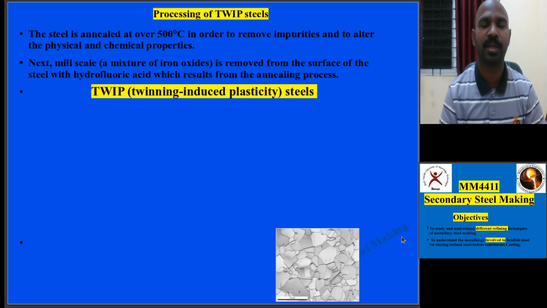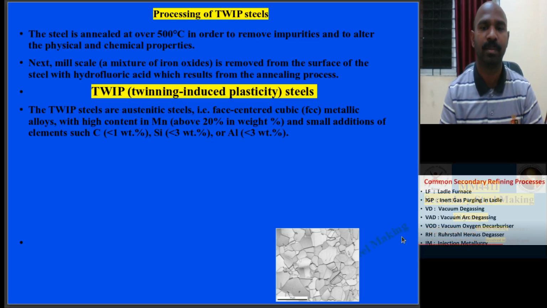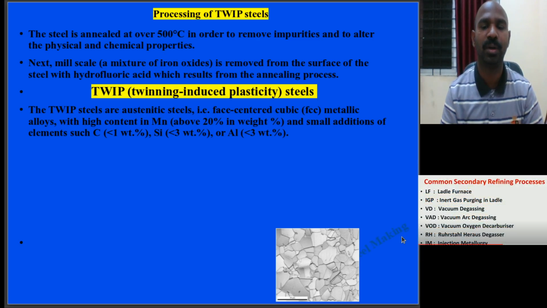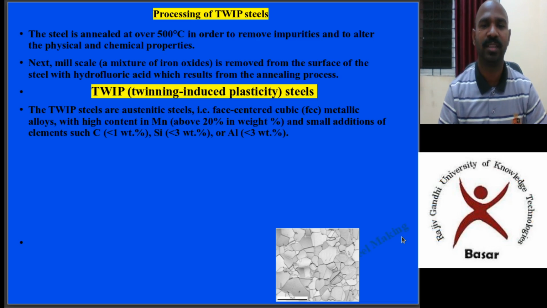After this annealing process, the ferrite, austenite and the further retained austenite in the twinning induced plasticity steel are converted into complete austenite, so that there is a ferrite phase and austenite. The maximum percentage of the structure, the phase, is austenite. In between the austenite grains, there will be twins. This is the microstructure of the twins.